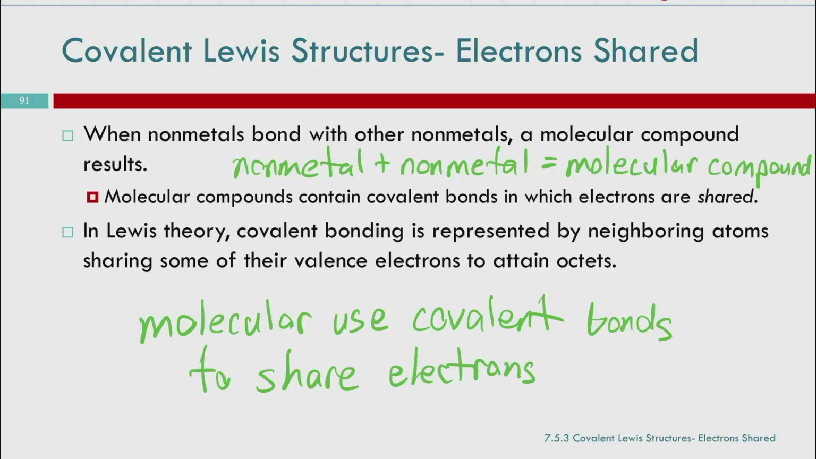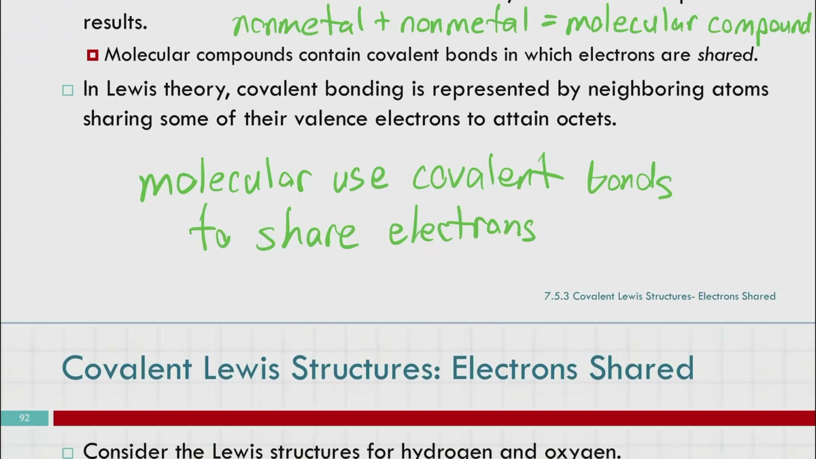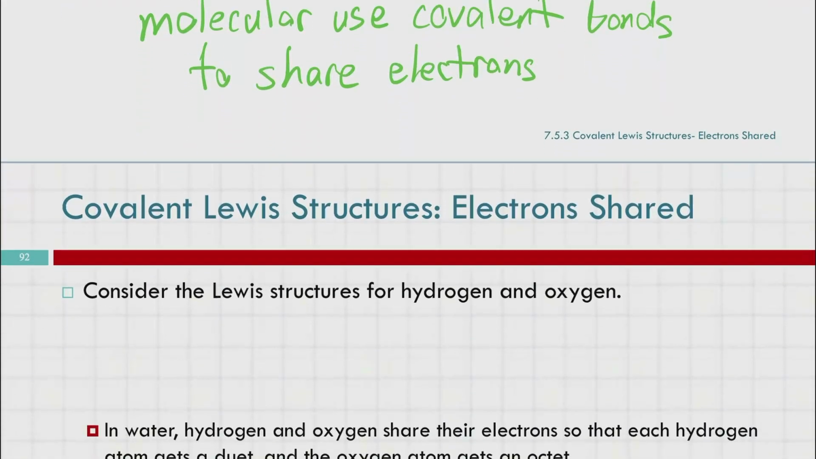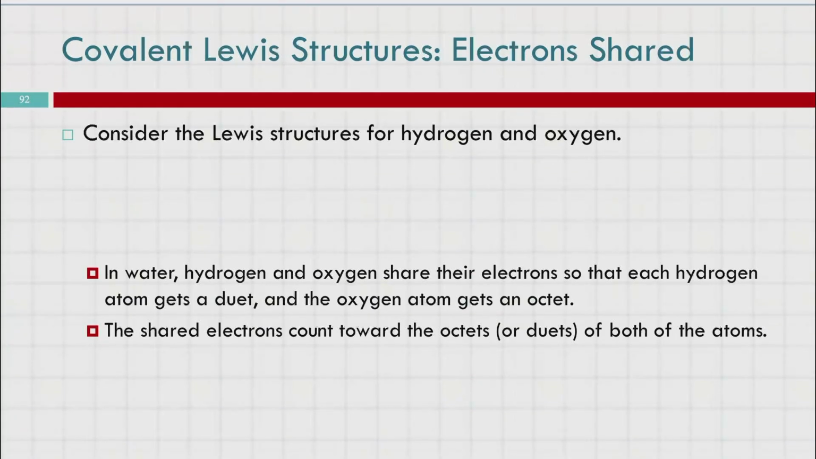And this is where Lewis theory is a little bit more helpful. So let's look at Lewis structures for hydrogen and oxygen. And then we'll show what water looks like based on that. So our Lewis structure for hydrogen, H, it's got 1 electron, so 1 valence electron. Oxygen, we saw earlier, is O, and it's got 6 valence electrons.